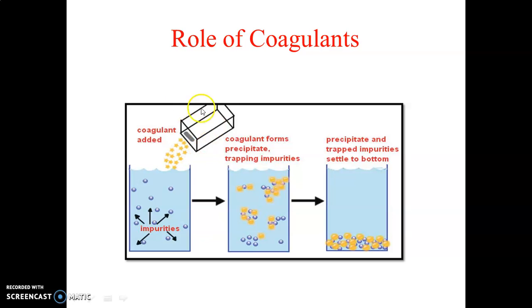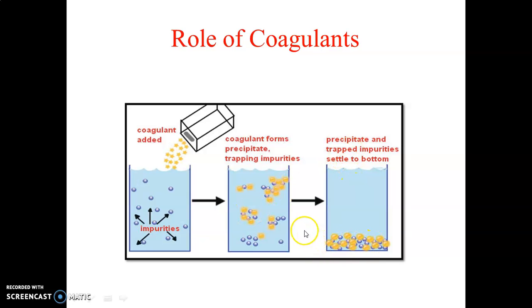Coagulants are nothing but chemicals like aluminum sulfate or ferrous sulfate, and these act on impurities or particles which do not settle at the bottom. After adding these coagulants in this tank, the particles form a floc, F-L-O-C. This is called floc formation, and after the floc is formed, it will precipitate like this.